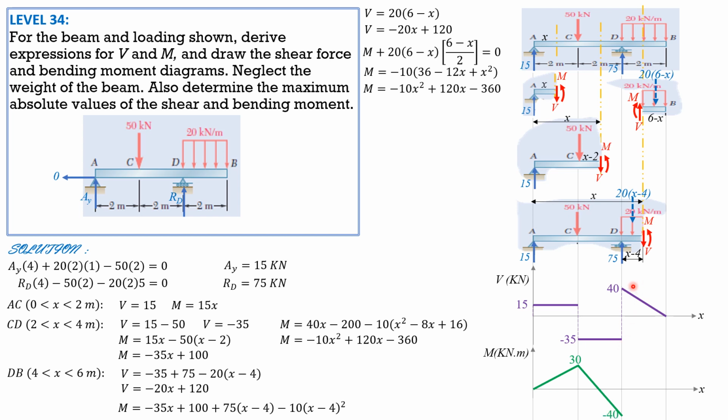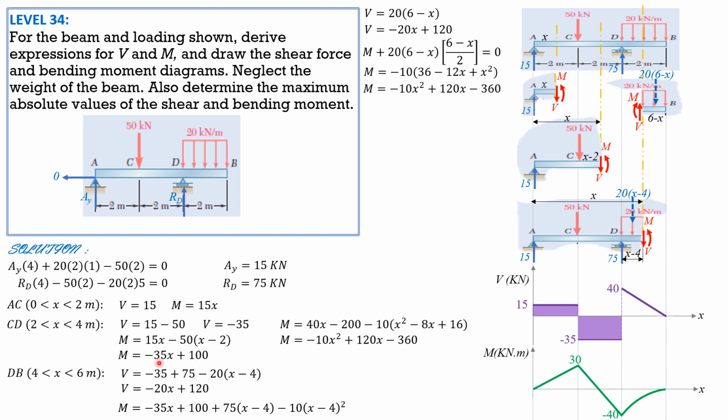Then when x is 6, negative 20 times 6, negative 120 plus 120, 0. This is a straight line. So 0 here and 40 there should be connected with a straight line as shown. So that's the shear diagram.